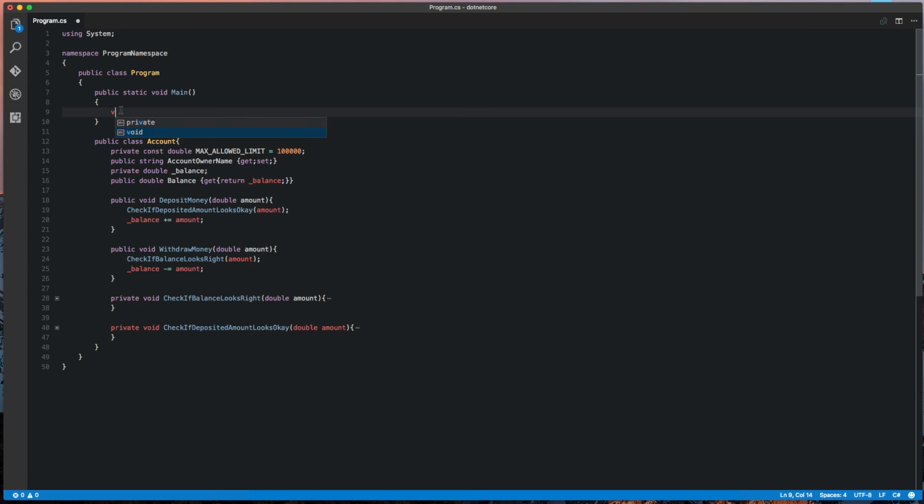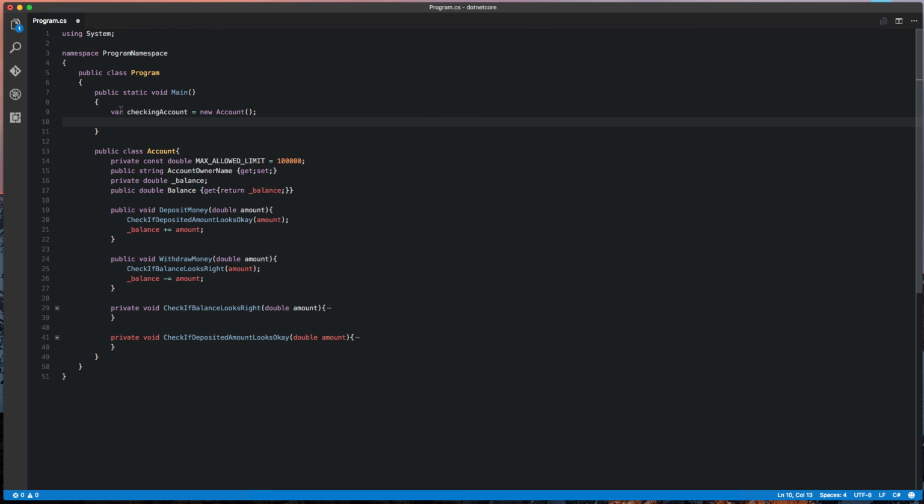Process simply. And now I can do, like, I can set the balance. I cannot set the balance. But I can now, like, deposit money.